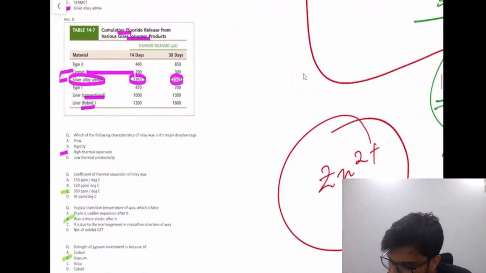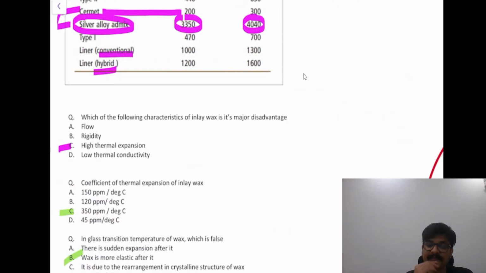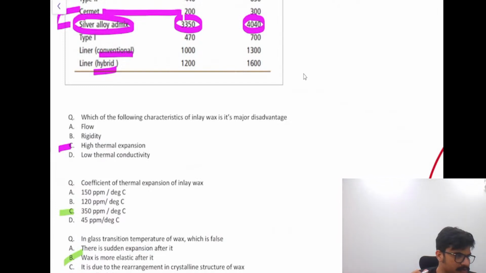The disadvantage. Which of the following characteristics of inlay wax is a major disadvantage? High thermal expansion is the major disadvantage. So what are you trying to ask? But wax is not rigid, it's soft enough. It can distort. Yeah, absolutely. So the flow of wax is a disadvantage in that sense.